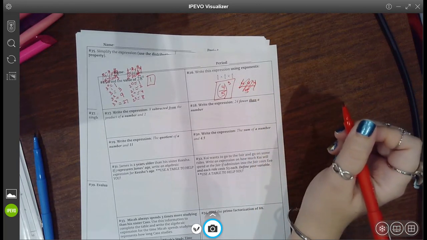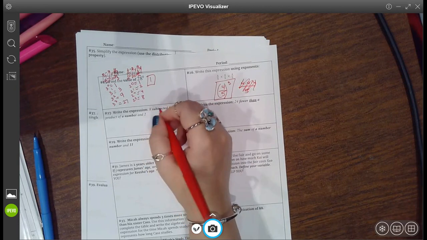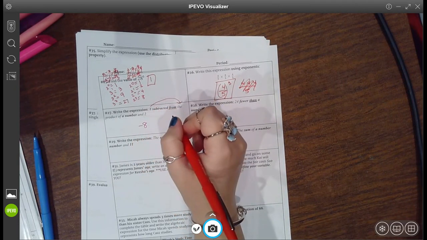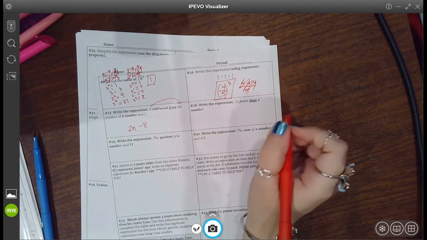So yes, parentheses matter. Okay, the next one says write the expression 8 subtracted from, so I'm subtracting it from what? The product, so I'm multiplying 2 and some number. There we go.